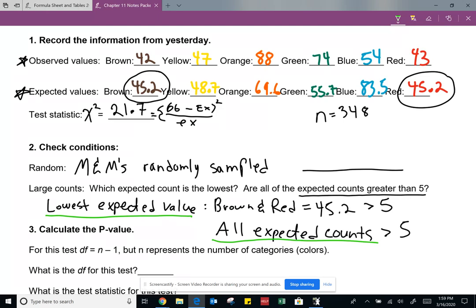You could really go through and check all of them. You could say 45 is greater than 5, 48.7 is greater than 5, 69.6 is greater than 5, 55.7 is greater, 83.5 is greater than 5, and so on. You can do that; it's just going to take more time as we add categories. So to save you time, you just say the lowest is this, greater than 5, therefore all are greater than 5.